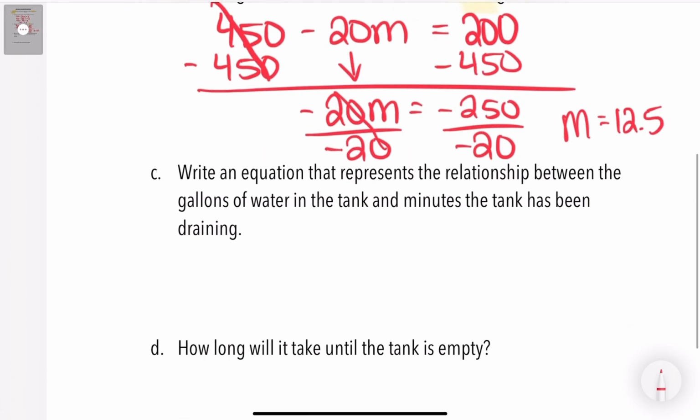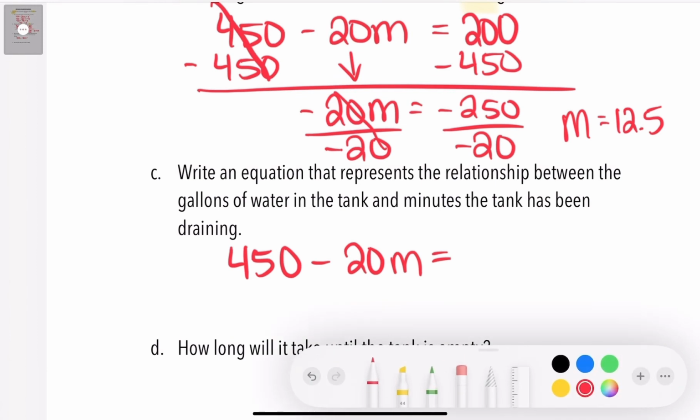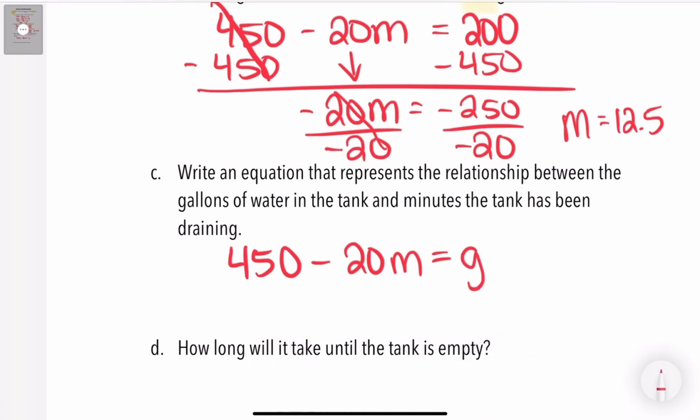And then C, it asks us to write an equation that represents the relationship between the gallons of water in the tank and the minutes the tank has been draining. As I also said, sometimes it's best to read through the questions first, and maybe some of the questions you should answer beforehand, and they will assist you in the previous questions. And that's been the case lately. So we kind of already know what our equation is. We know that we have 450 gallons of space available in the tank. We know we're working at a rate of 20 gallons per minute being taken from the tank. In the end result, we're going to have G. G will represent how many gallons are left in the tank after a certain amount of time.